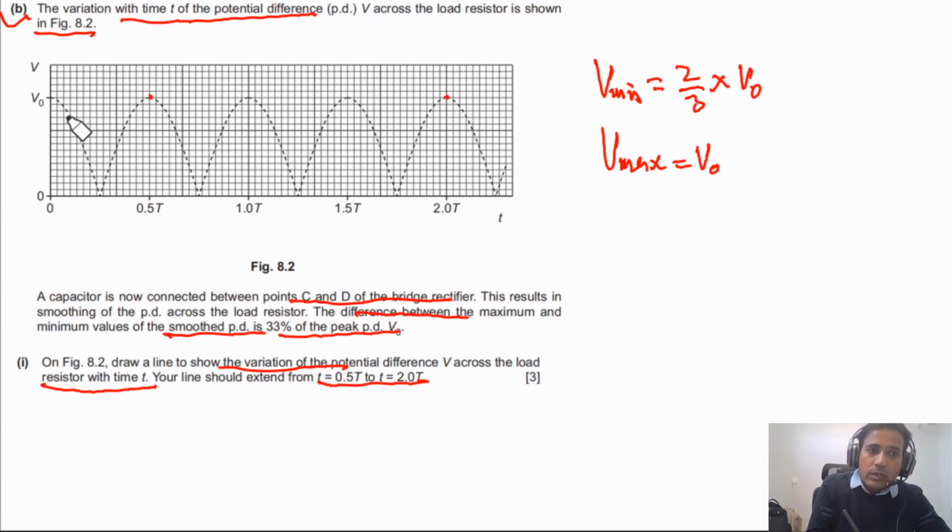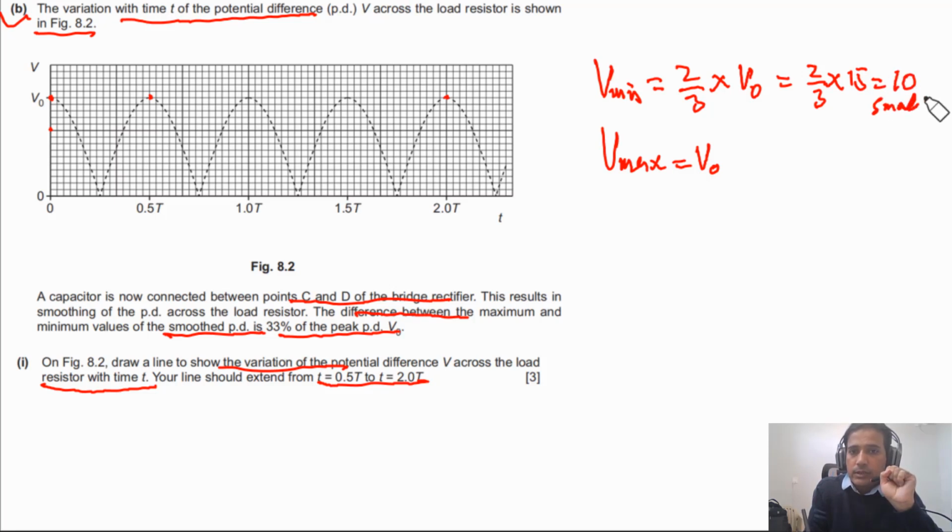Now we can count the squares. If you look at this point, we have 10 squares here and 5, so we have a total of 15 squares. So V naught is represented by 15 small squares. How about the V min? This will be represented by 2 by 3 times 15, which is 10 small squares. These are the points you need to understand to sketch the graph.